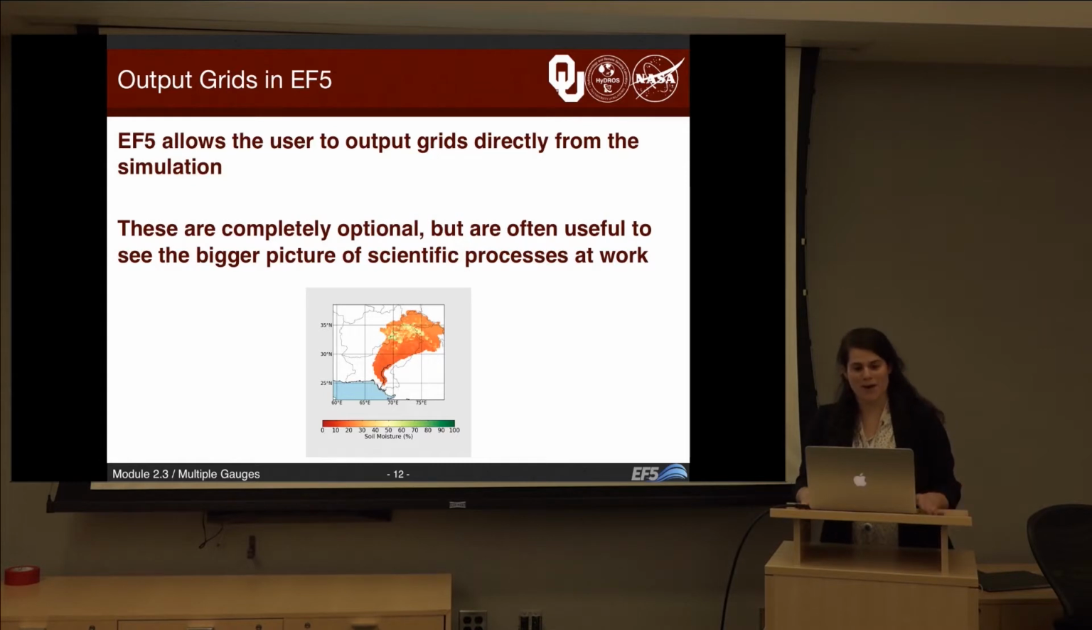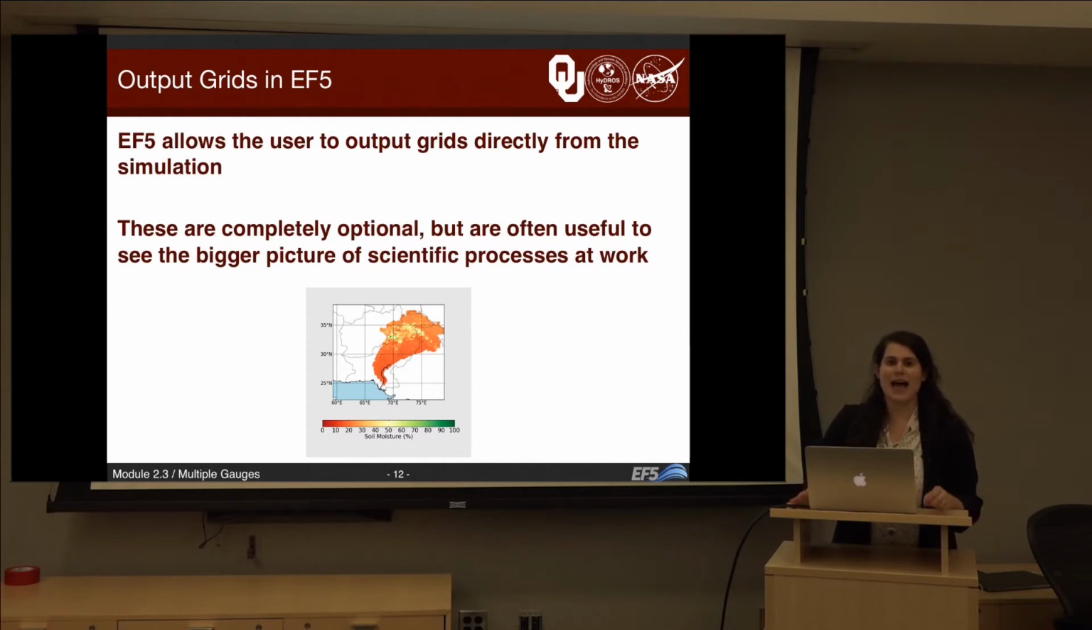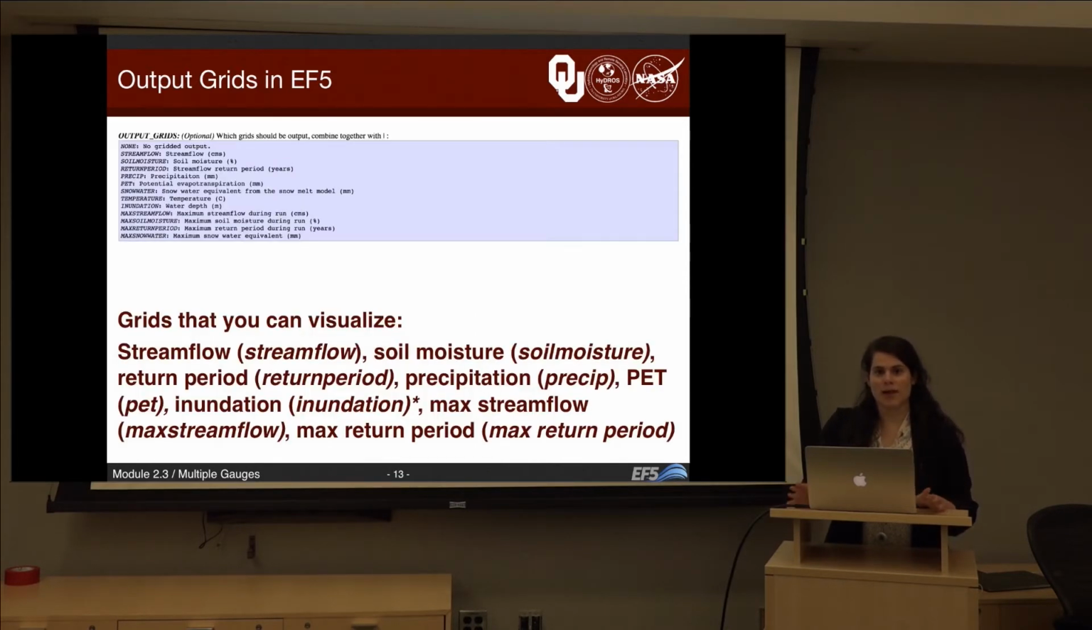The next important part that we wanted to review in this advanced training is how to get output grids in EF5. A great part of EF5 is that it allows the user to output grids directly from the simulation. And we looked at this a little bit in the last module, 2.2 inundation grids. These are completely optional, but are often useful to see the bigger picture of the scientific processes at work.